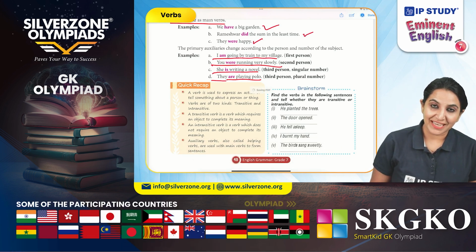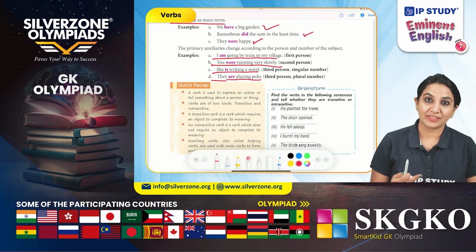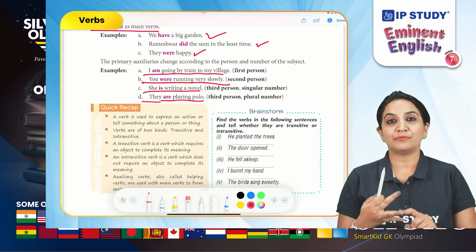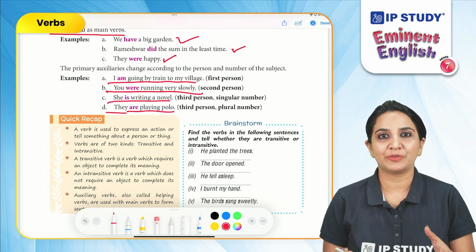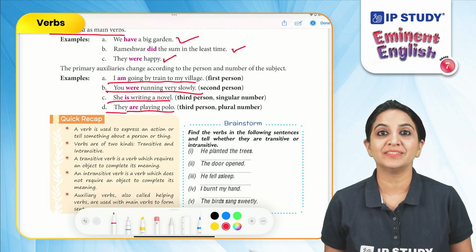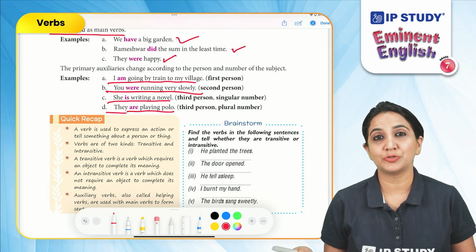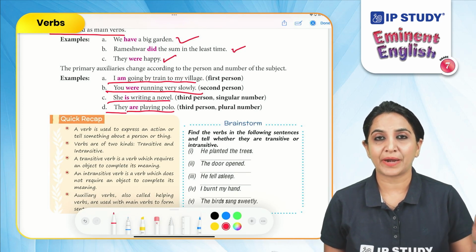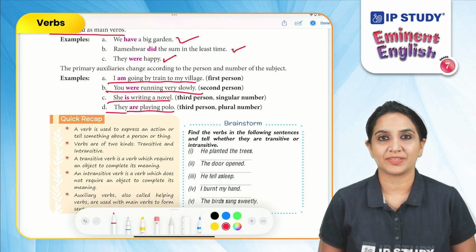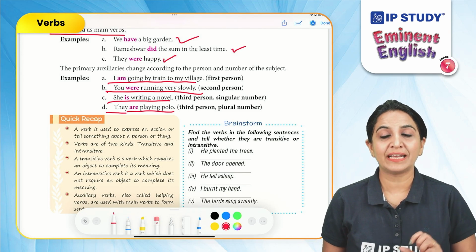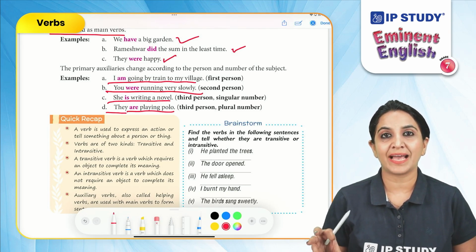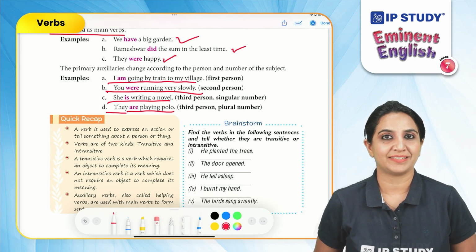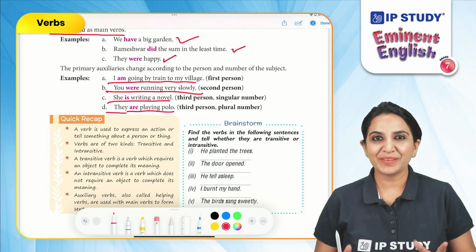We also did auxiliary verbs. Auxiliary verbs are those verbs which are also called helping verbs. They help the main verbs to complete the meaning of the sentence. There are two types of auxiliary verbs, primary auxiliaries and modal auxiliaries. In this video, we have only covered primary auxiliaries, and there is a separate chapter and a separate video for modal auxiliaries.